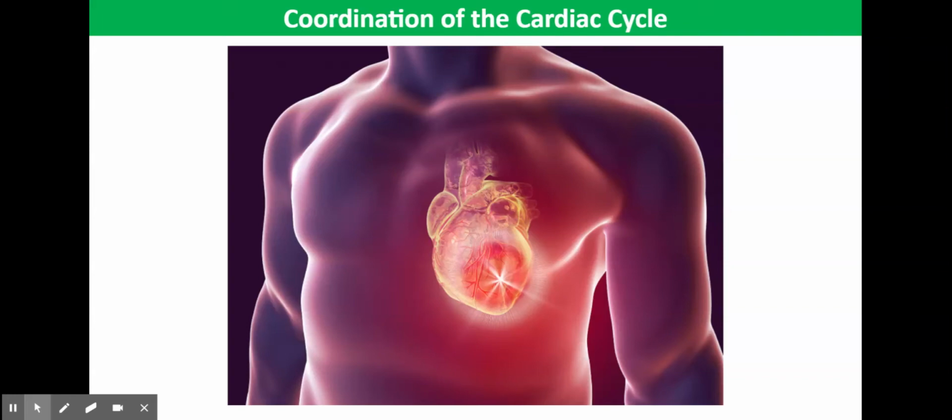This video tutorial is about the coordination of the cardiac cycle. The heart muscle, or cardiac muscle, is unusual in that it can initiate its own contraction. Because of this property, the heart muscle is described as being myogenic. The muscle will contract and relax rhythmically even if it is not connected to the body.